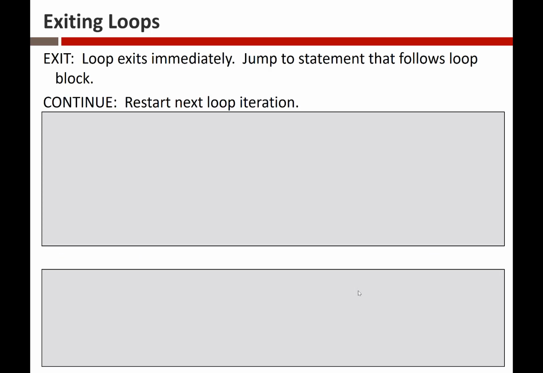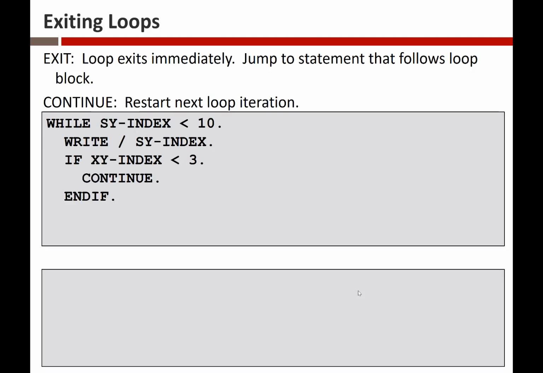I actually have 2 different mechanisms for what I'm describing here. The exit statement exits the loop immediately, and I'm done with the loop. I jump to the statement that follows the end of the loop block. The other alternative I have is a continue statement. Continue is going to stop the current iteration and trigger the next iteration to begin at the beginning of that control flow.